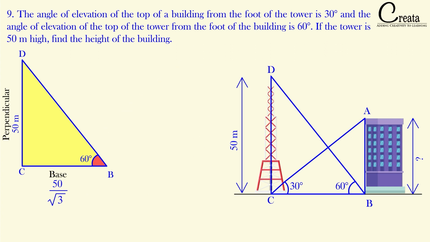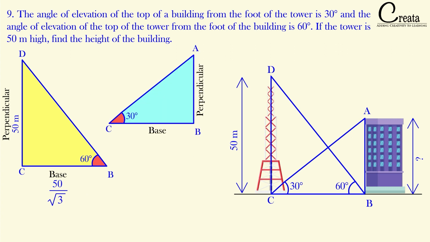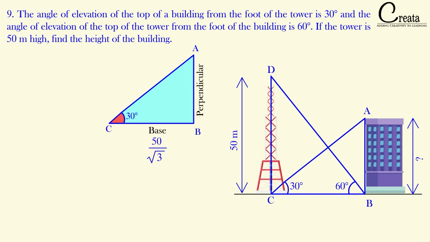Further, let's take the triangle ABC, which is sharing the common base BC. We can use the value of BC that we got from the first triangle in the second triangle. Here the base of this triangle is BC, which we have just calculated as 50 upon root 3. And AB is the missing dimension. Our trigonometric angle is 30 degree. So here also we will use tan theta which will link the perpendicular with the base.